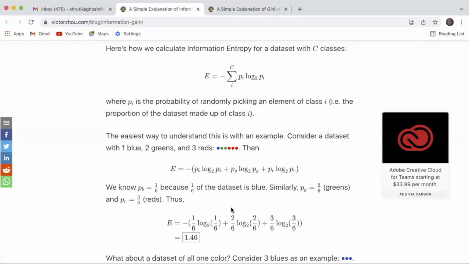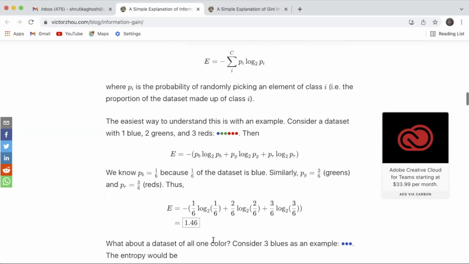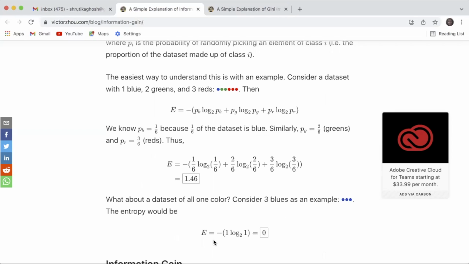Now the probability of picking a blue ball is going to be 1 by 6. That is what they have replaced p_B with. Then the probability of green is going to be 2 by 6, so they have replaced the value of p_G with 2 by 6. And the probability of a red ball is going to be 3 by 6. That is what they have replaced, and they got an information entropy of 1.46.